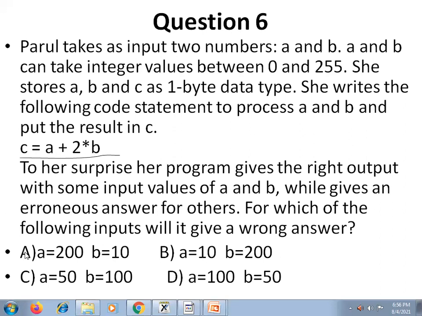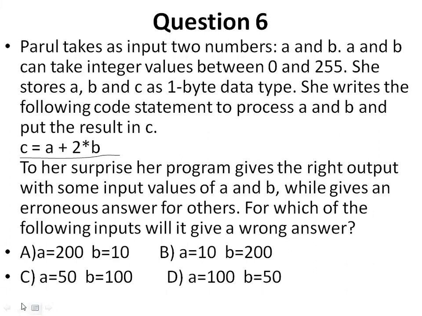Okay. So now you calculate the result. When you substitute the A and B values from option A, what will you get here? C is equal to 200 plus 2 star B, 2 into 10. 2 into 10 is 20. So then what is the result I am getting here? 220, which is below 255.